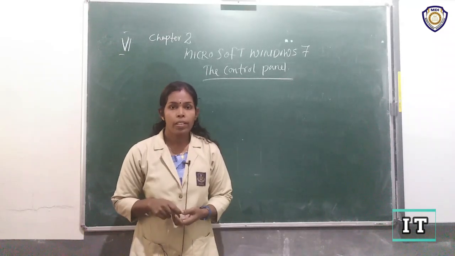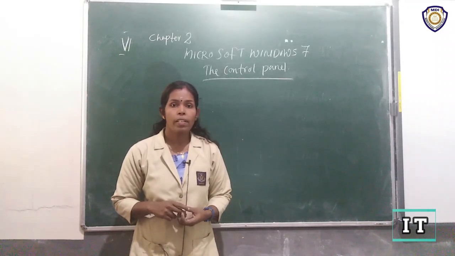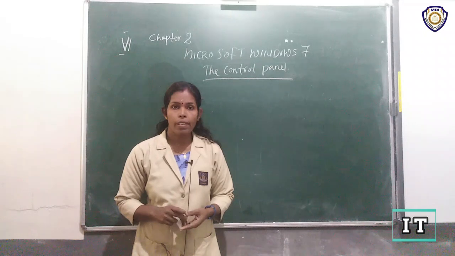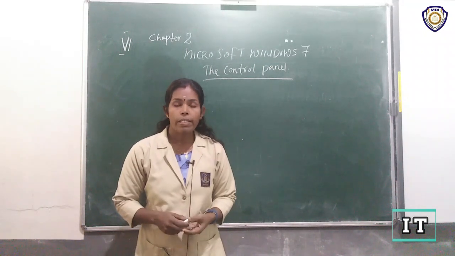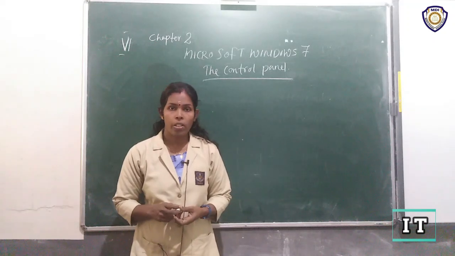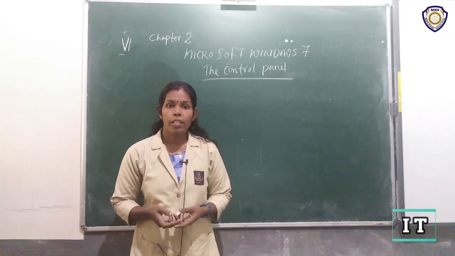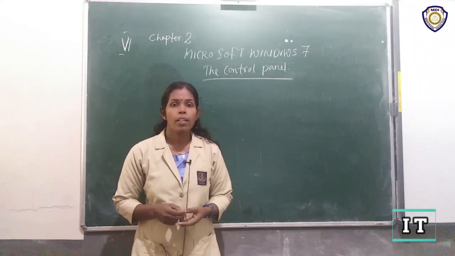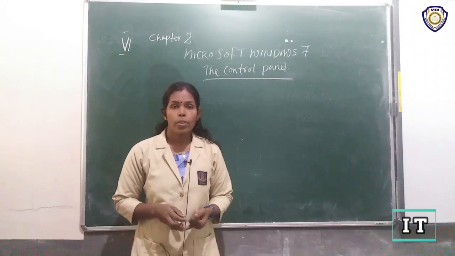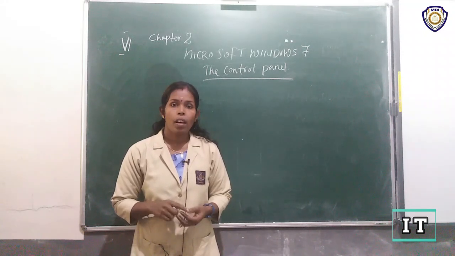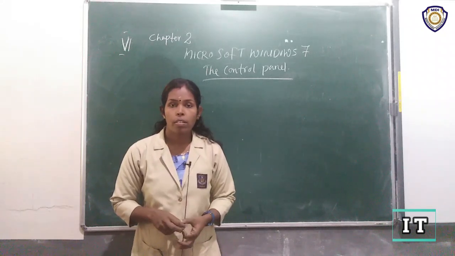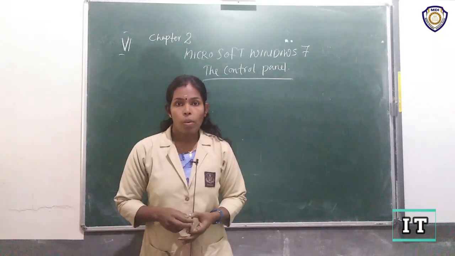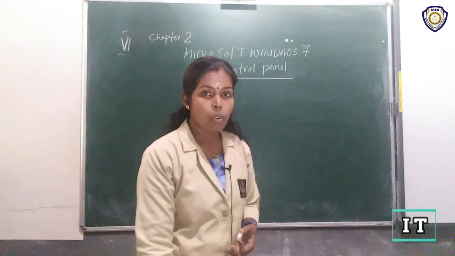Next we want to take our second lesson, Windows 7 and control panel. Windows is an operating system developed by Microsoft Corporation. We discussed so much about Windows in early classes. Windows has many versions: Windows 7, Windows 8, Windows 10, etc. In this class we want to discuss Windows 7 and its control panel. It is an operating system.